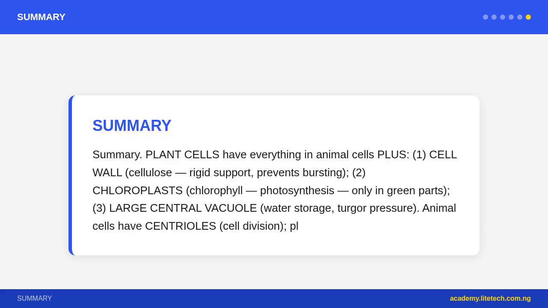Summary. Plant cells have everything in animal cells plus: 1. Cell wall: cellulose, rigid support, prevents bursting. 2. Chloroplast: chlorophyll, photosynthesis, only in green parts. 3. Large central vacuole: water storage, turgor pressure. Animal cells have centrioles for cell division; plant cells do not.